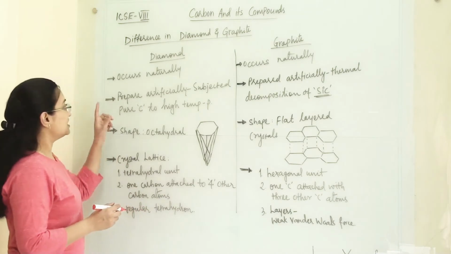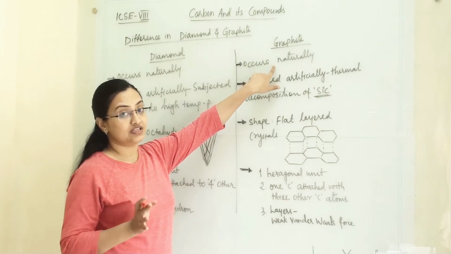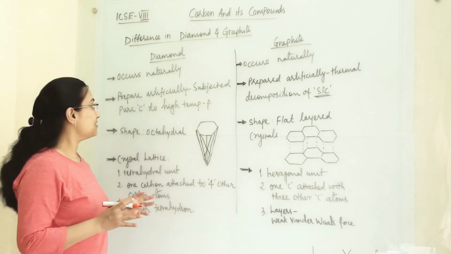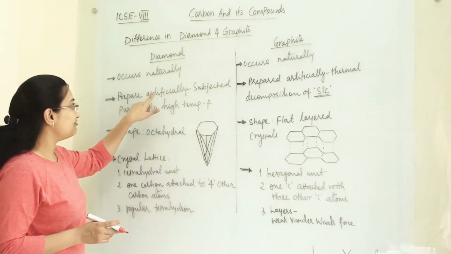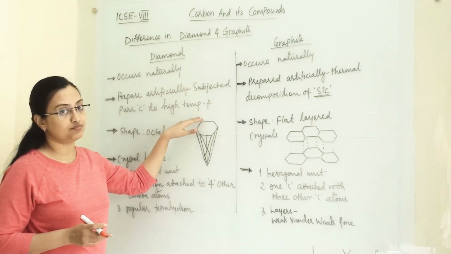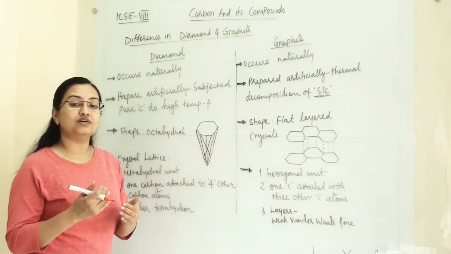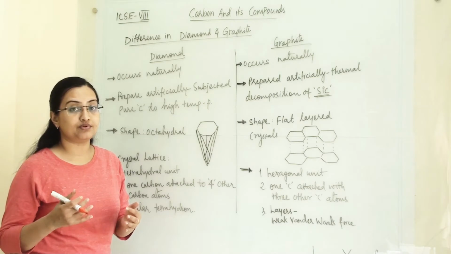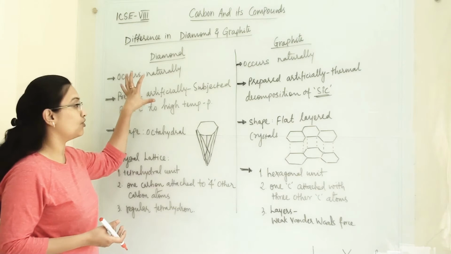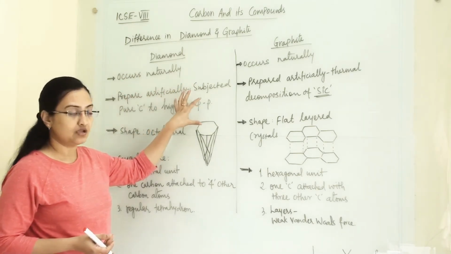First, diamond occurs naturally, and graphite also occurs naturally. Both occur naturally, but we can also synthesize them easily. We can prepare artificial diamond by subjecting pure carbon to high temperature and pressure. We know how diamond forms naturally under the earth's crust. When carbon undergoes very high temperature and pressure, it converts into diamond. The same thing we do in the artificial method: carbon is subjected to high temperature and pressure.